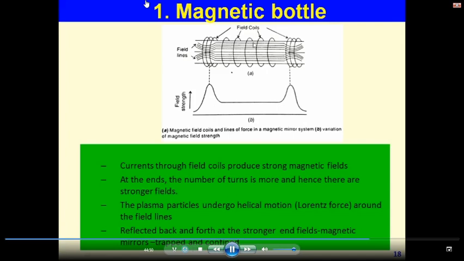So the plasma is trapped between the two stronger magnetic field points, and that is why the term magnetic bottle comes. The plasma particles undergo helical motion around the field lines, and they are reflected back and forth at the stronger end fields, and these end fields are sometimes called magnetic mirrors, because they reflect the particles at this point, and the plasma will be trapped and confined. So this is the arrangement of a magnetic bottle.